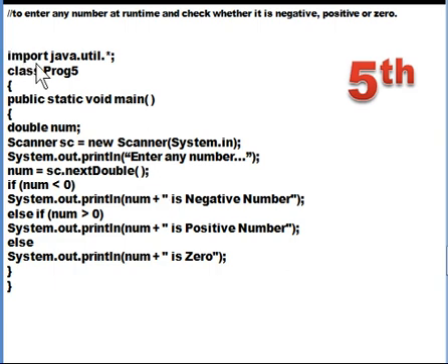So let us import the scanner class. So the other way of importing scanner class is import java.util.*. Remember, all the classes of util package will be included. Now class declaration as program 5 and public static void main. I have taken a double type of number this time, double type of variable. Remember, double data type is used to store the fractional values.